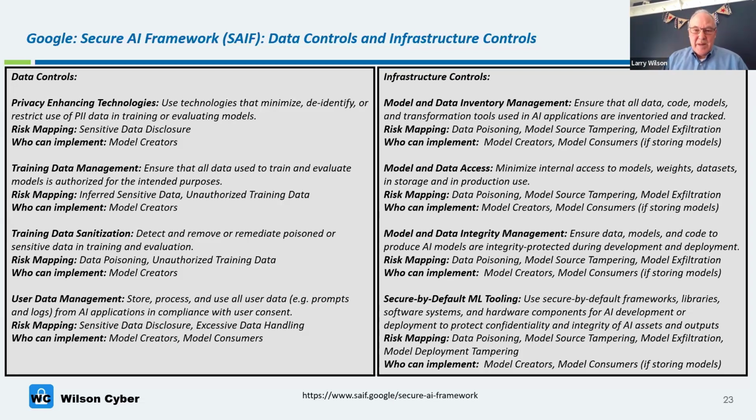Next, we have infrastructure controls, model and data inventory management. The risk mapping is data poisoning, model source tampering, and model exfiltration. The implementers are the creators and the consumers, if the consumers are storing the models, right? If it's not software as a service or a third party. Model and data access: minimize the internal access to models, weights, and data sets in storage and in production. What are the risks? Data poisoning, model source tampering, and model exfiltration. Creators and consumers, if storing the models.